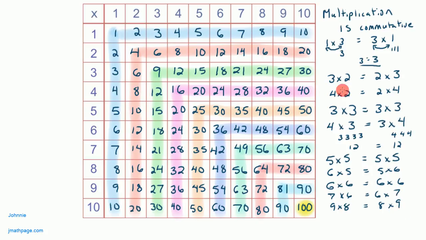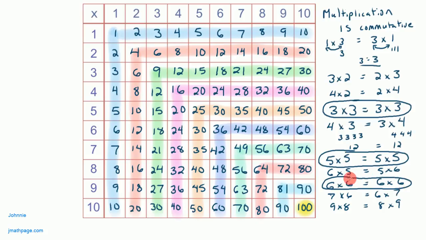But there were some special ones we had here. Let's look at these. 3 times 3. Here's another one that's special. 5 times 5. And then I have down here 6 times 6. Let's look at those. The pattern was the number times itself, right? So 1 times 1 gave us 1. 2 times 2, 4. 3 times 3, 9. 4 times 4, 16.